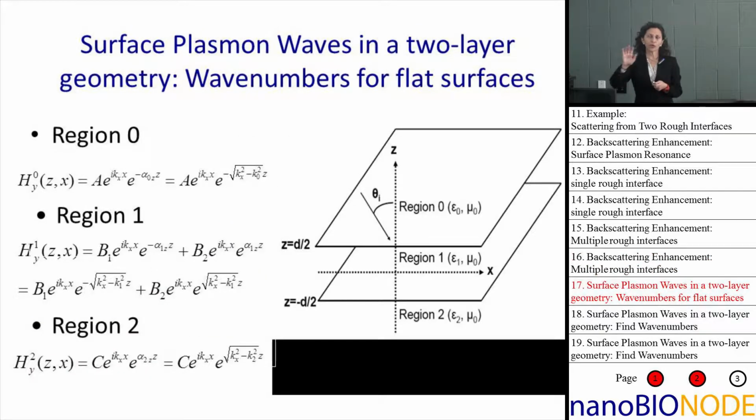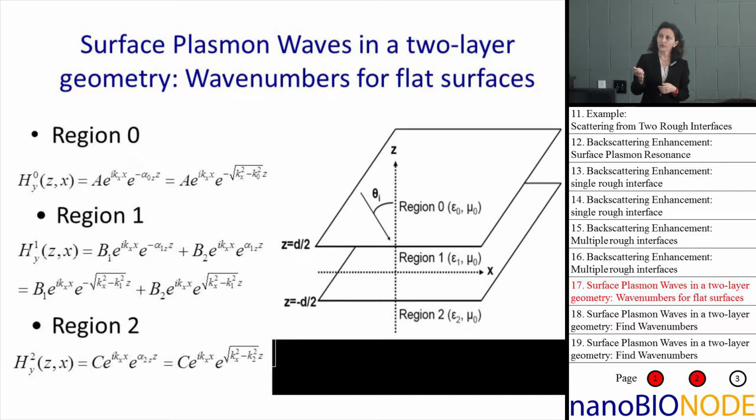So for a moment, let's forget that these surfaces are rough, and let's see if roughly we can predict where these surface plasmons occur. So if you have just flat, planar surfaces, you can easily write the waves in each region, apply the boundary conditions. So we have region 0 up top, region 1, and region 3. Okay, and think of these as just different media with different dielectric constants.